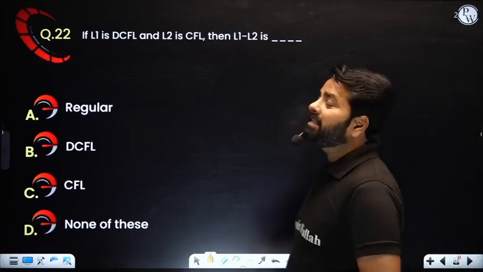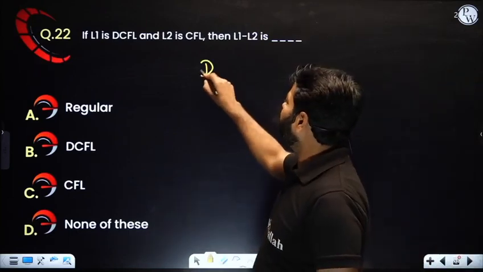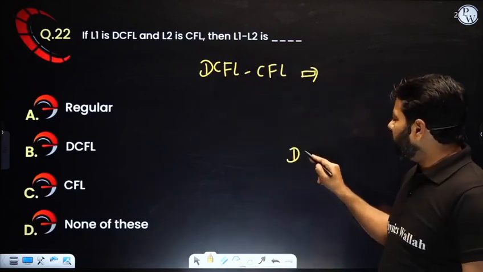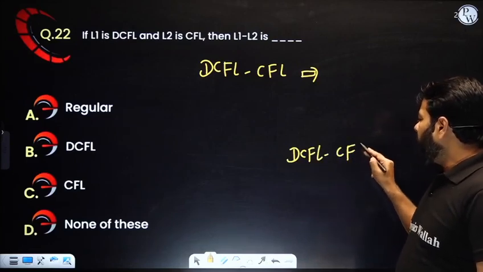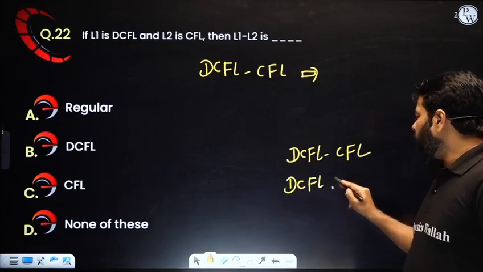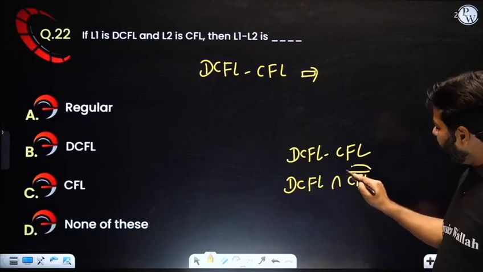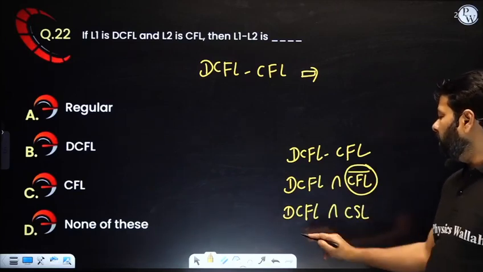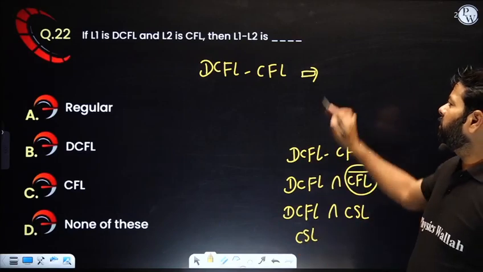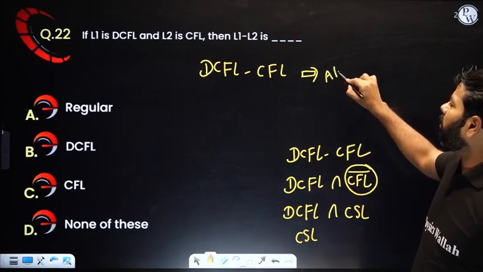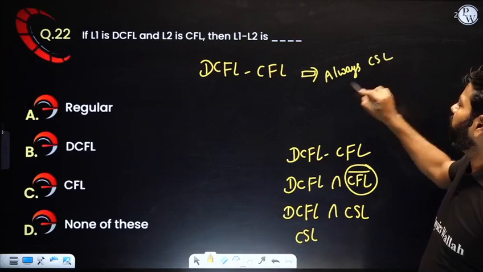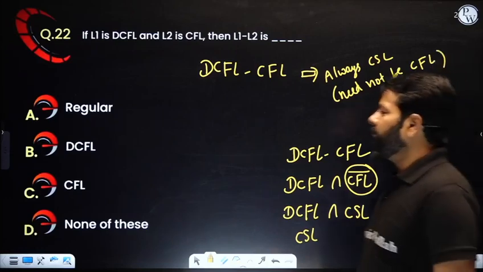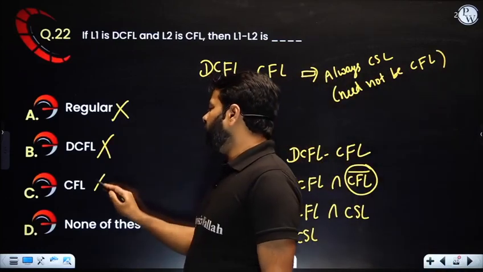What about DCFL minus CFL? You can use the same concept. DCFL minus CFL means DCFL intersection CFL complement. This CFL complement, we already know need not be CFL, but it is a context sensitive language, and this comes as context sensitive language. So here always context sensitive language comes, but need not be CFL, okay. So we don't choose any of these three options.